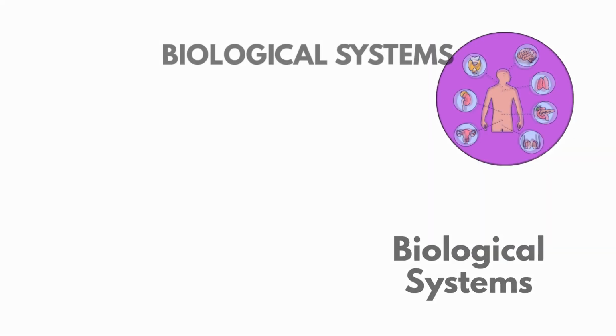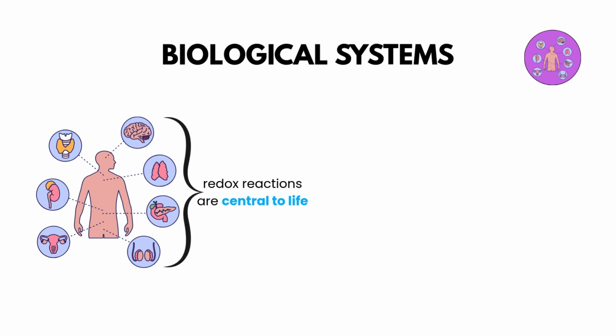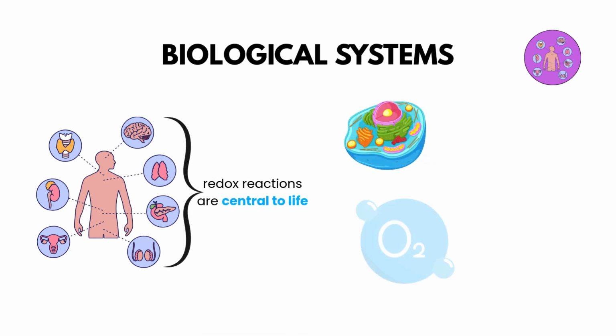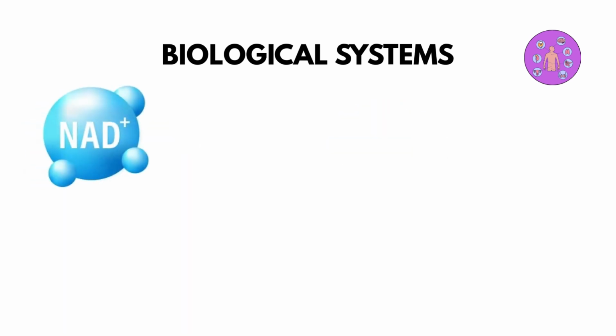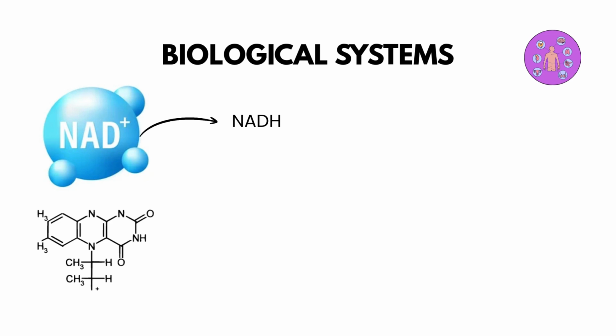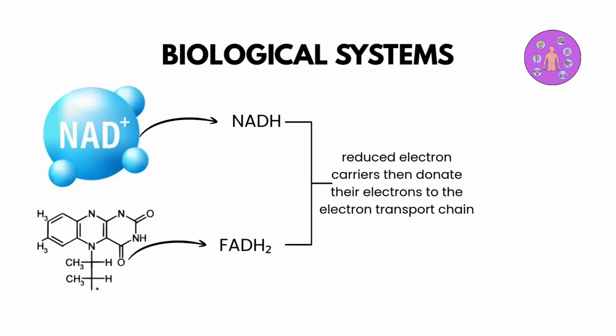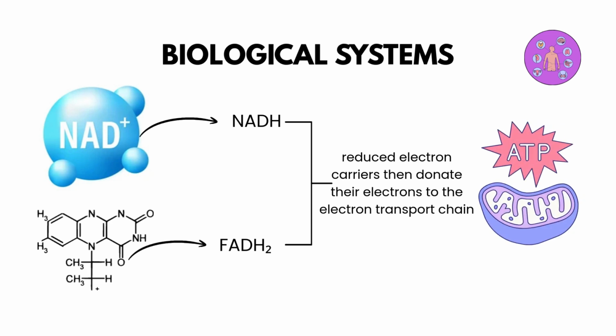Biological systems. In biological systems, redox reactions are central to life. Every time your cells use oxygen, redox reactions are happening. Molecules like nicotinamide adenine dinucleotide, NAD+, are reduced to nicotinamide adenine dinucleotide plus hydrogen, NADH, and flavin adenine dinucleotide, FAD, is reduced to flavin adenine dinucleotide hydride, FADH2. These reduced electron carriers then donate their electrons to the electron transport chain, which is how your cells produce adenosine triphosphate, ATP. If you see NADH or FADH2 in an MCAT passage, the key question is whether the molecule is being oxidized or reduced.